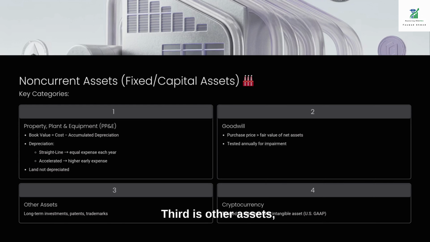Third is other assets, long-term items like patents, trademarks, or property held for sale. Fourth is cryptocurrency. In the US, crypto is treated as an indefinite-lived intangible asset, written down if value falls, but not written up if it rises.